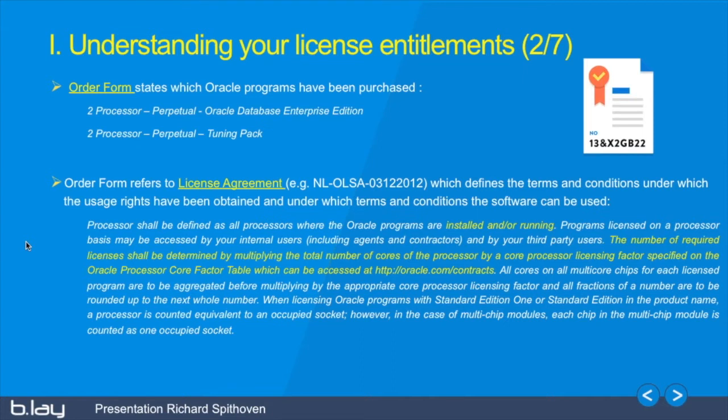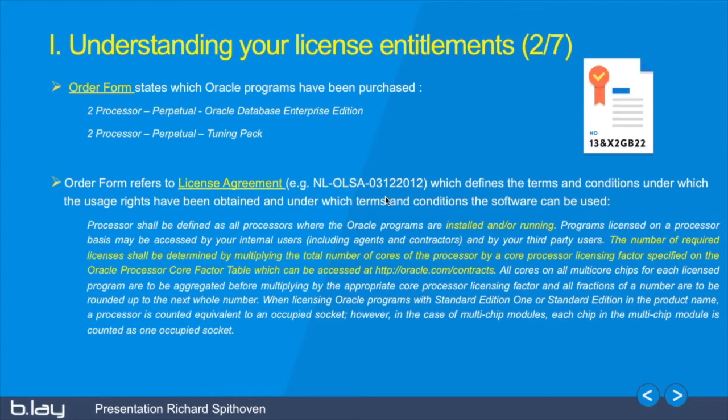Now, to illustrate this, let us go through one example. So let's say your order form through which you purchase the licenses states that you bought 2 processor licenses, Oracle Database Enterprise Edition Perpetual, and 2 processor licenses, Tuning Pack Perpetual. Now, that order form will refer to a license agreement, like, for example, NL OLSA, and then the date of when the OLSA was released. And that license agreement defines the terms and conditions under which the usage rights have been obtained, and which terms and conditions you need to take into account once you start using the software.